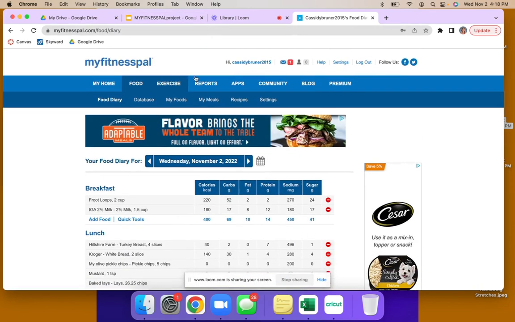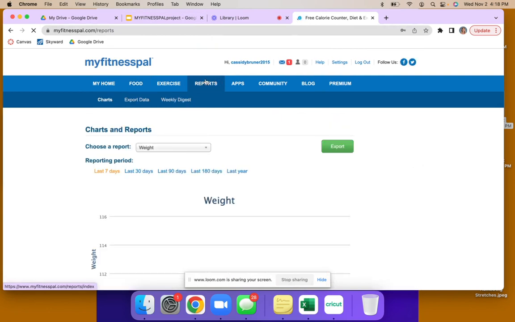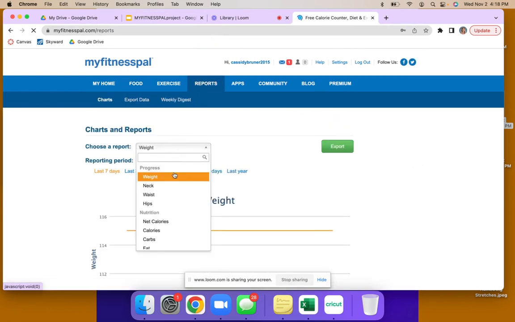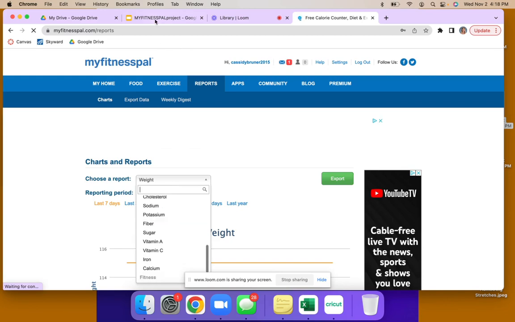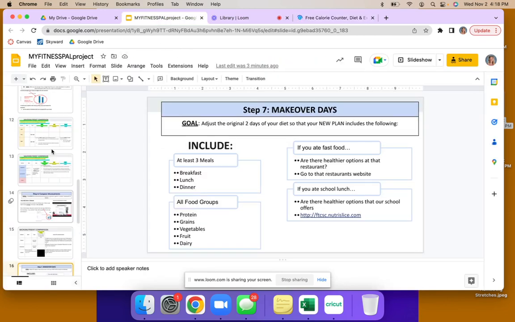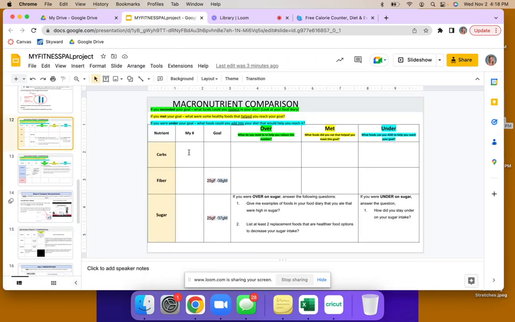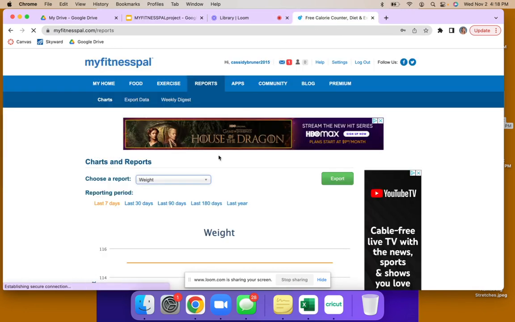So with that said, let's talk about how you do these charts. You will go here to reports. It says reports, and there's this little drop down menu, and you are going to fill out the chart. If I go to the chart where I'm starting, it says carbs. So I would click this little drop down and I would go to carbs.